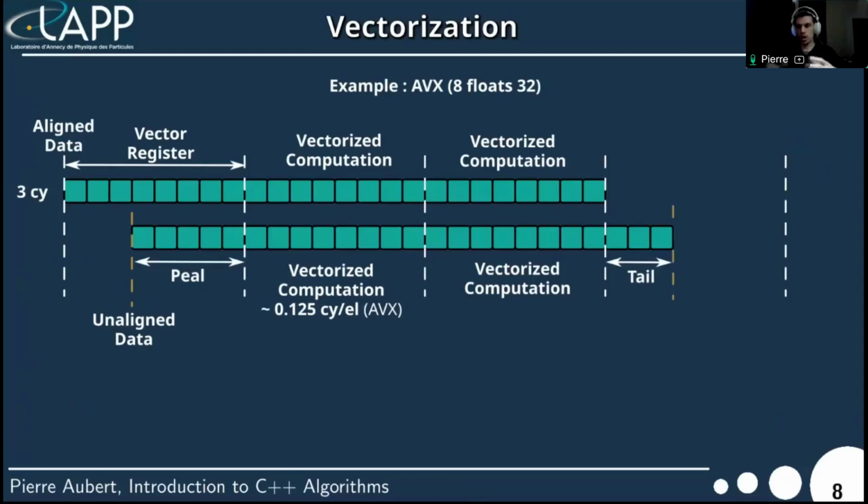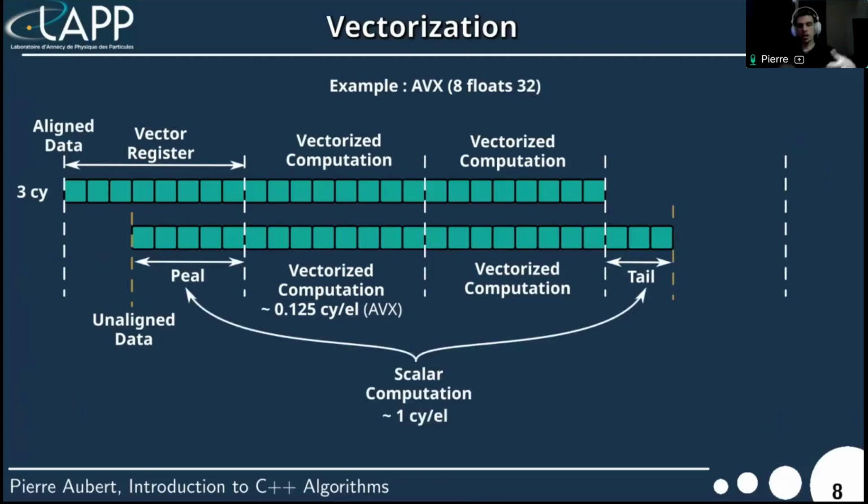And it's the same for the last one. We call that the tail, and we consume the last elements because we cannot fit a vector register here. So we have to do it one by one. So these are scalar computations. So it's about 1 cycle per element, as I mentioned before. And the problem here is we'll have 10 cycles to do the same computing. So more than 3 times slower, which is quite annoying in that case.